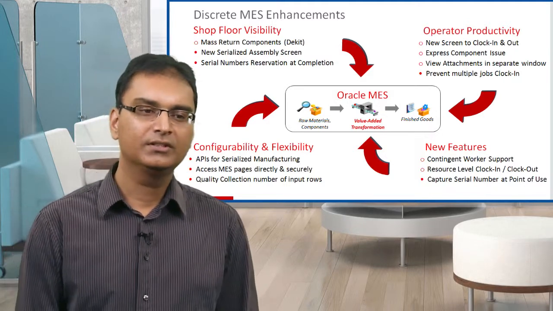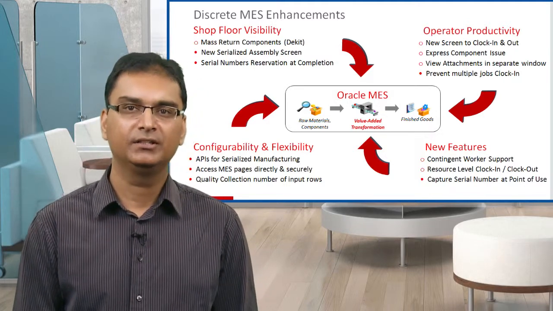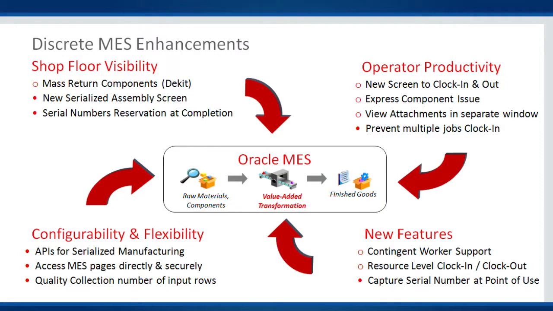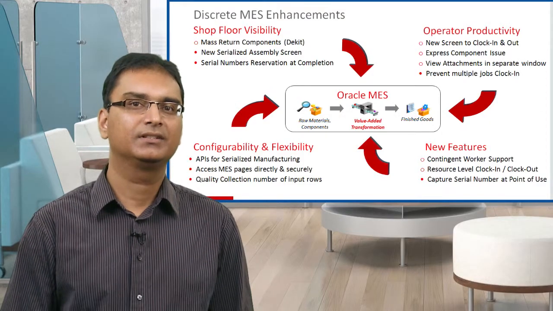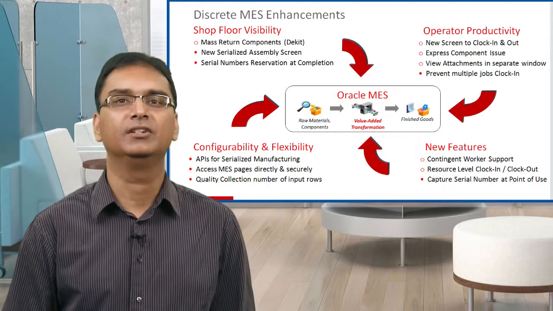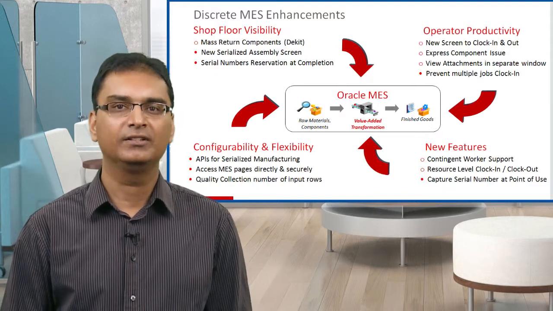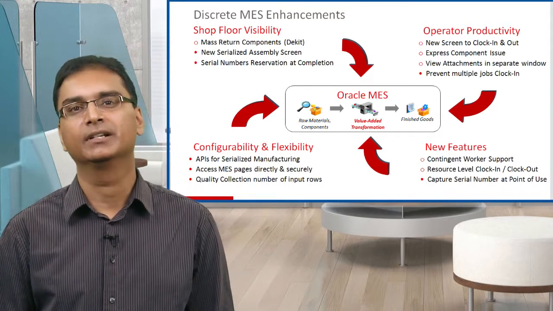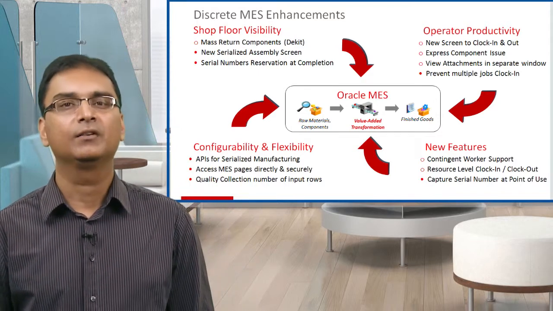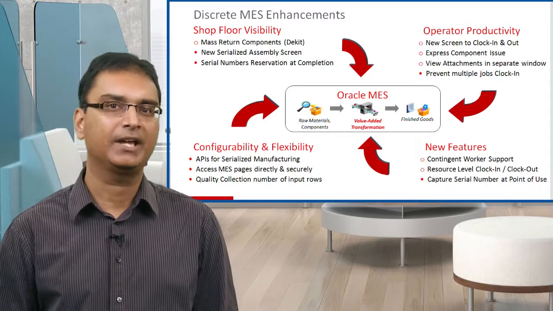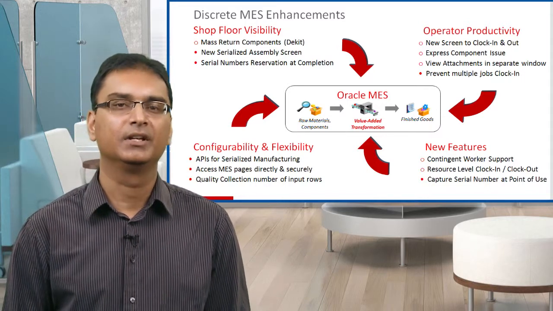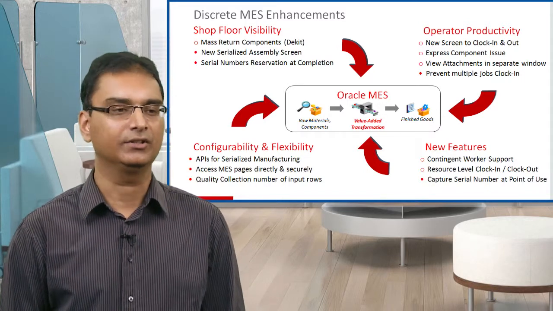In terms of new features, we now have the ability to capture the serial number of components at the point of use. So instead of tracking the serial numbers while the components are in inventory, you could just capture the serial numbers at the time they get issued to the work order. This enables maintaining genealogy between the assembly serial number and the component serial numbers, while avoiding the overhead of capturing and maintaining serial numbers while the item is in inventory.